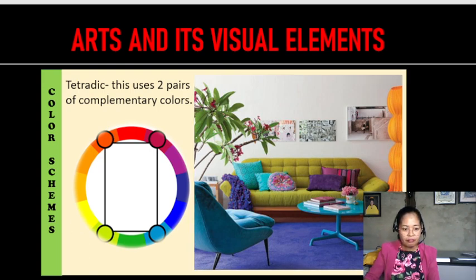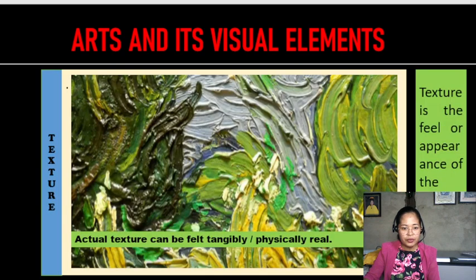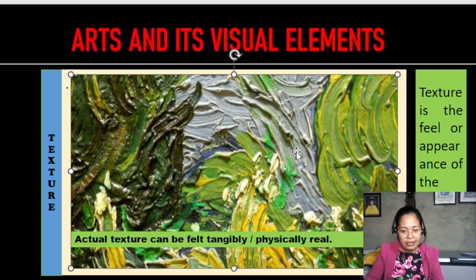Okay? Now we go to the next element, which is the texture. Texture is simply the feel or the appearance of the surface. It can be actual, it can also be implied. So as you can see here in the picture, this is actual. Actual texture can be felt tangibly, physically real. That is actual texture.